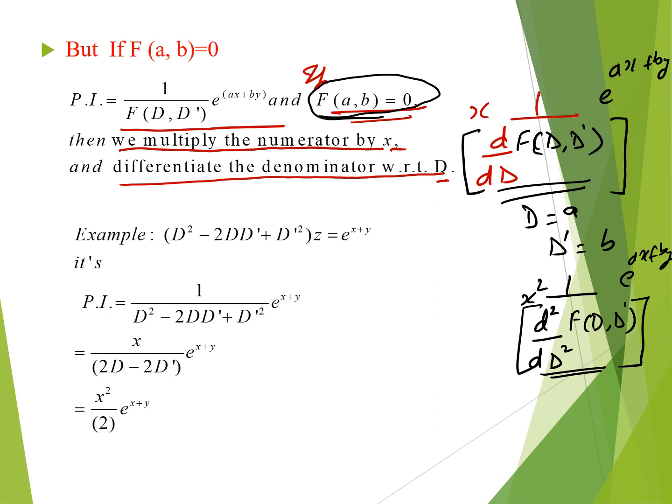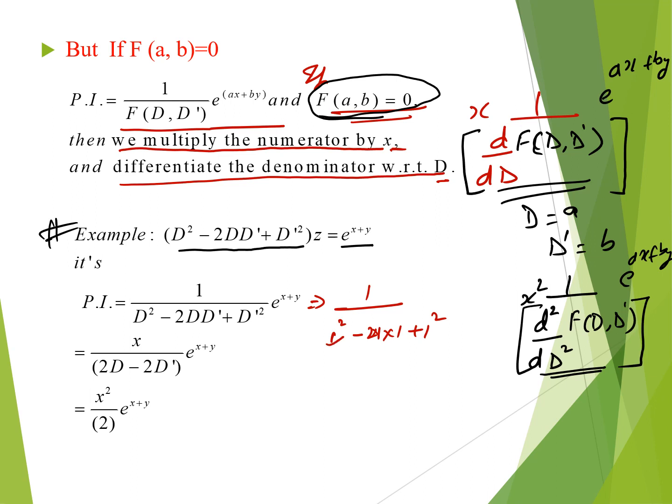Now consider the example (D square minus 2DD' plus D' square) z is equal to e to the power x plus y. For the PI case, when we substitute the values of a and b, we find that 1 square minus 2 into 1 into 1 plus 1 square.